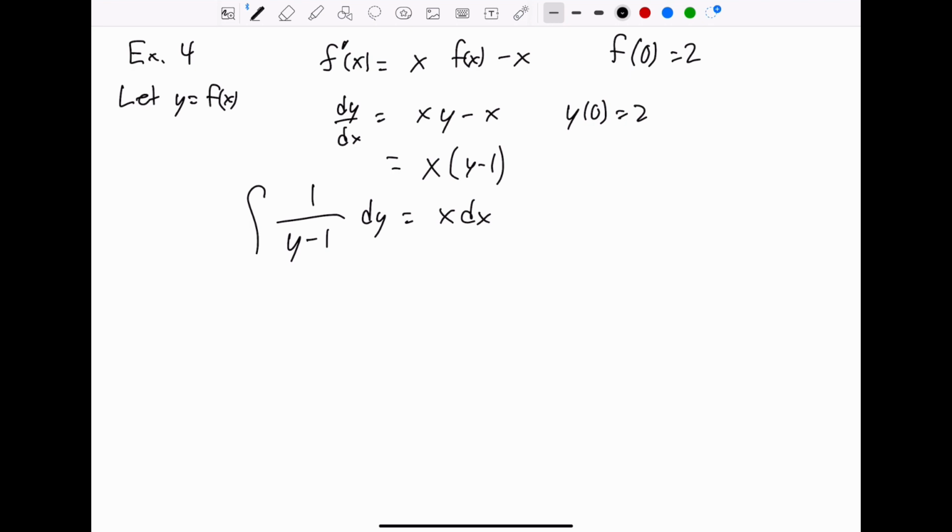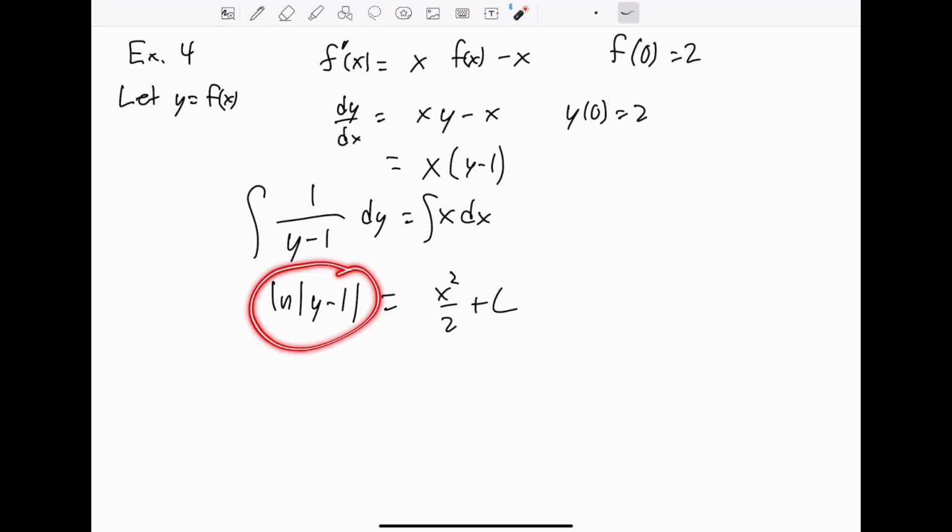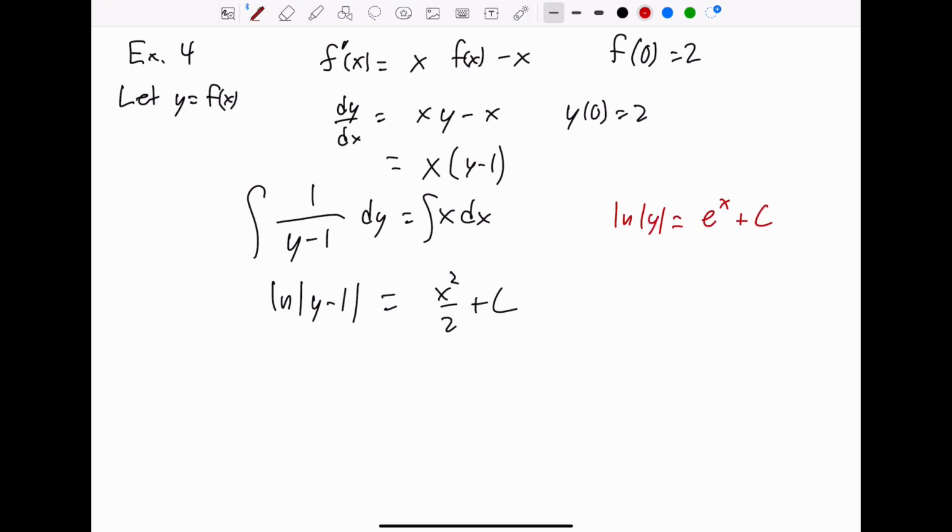Now I can integrate. The integral of 1 over y minus 1, we could use u substitution if we want, but this is one of those easy substitutions. This is natural log of the absolute value of y minus 1. This equals the antiderivative of x, which is x squared divided by 2, plus c. Now in a previous example, we saw how to solve an expression like this. We had an analogous expression which was natural log of the absolute value of y equals e to the x plus c.